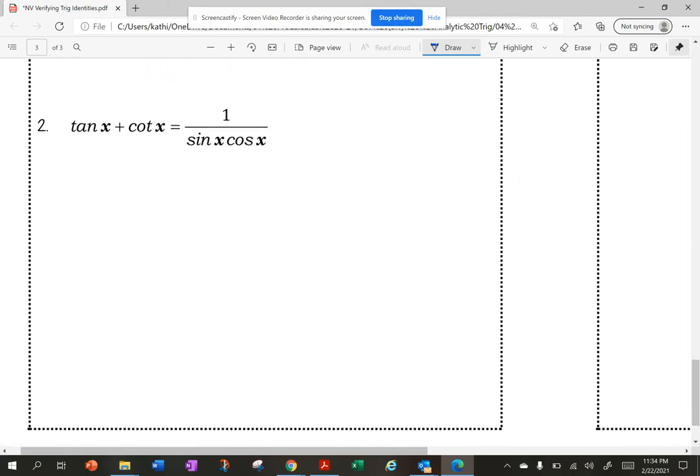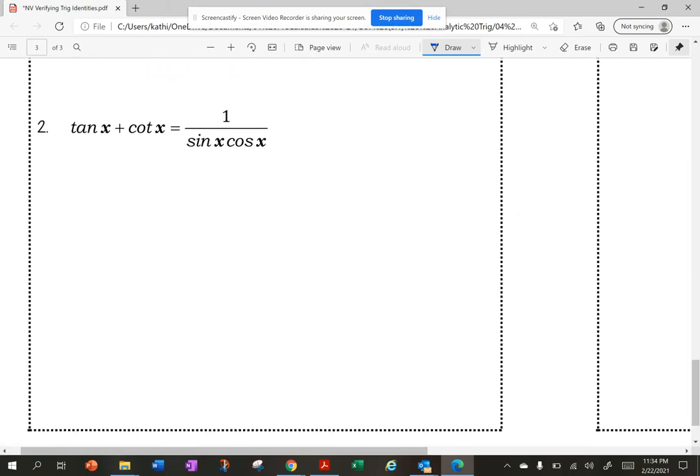So I want to take the more complicated side and choose that and simplify it. So I'm going to pick the left side again. It doesn't have to be the left side, but I'm going to pick the left side. So tangent of x, I'm going to rewrite in terms of sine and cosine. So this is sine of x divided by cosine of x plus cotangent, which is cosine of x divided by sine of x. So I rewrite in terms of sine and cosine.